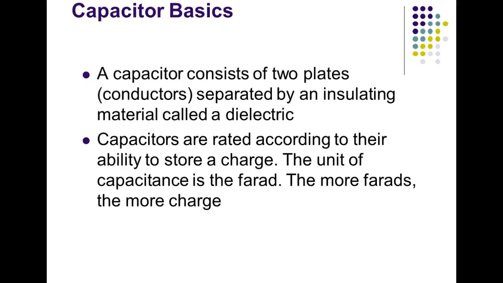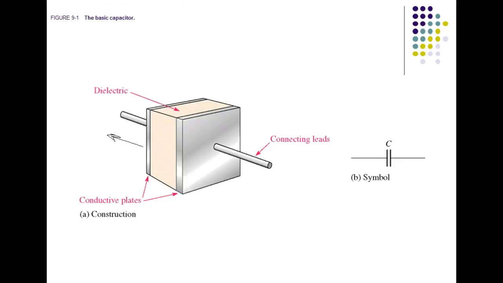Capacitors are rated according to their ability to store a charge. The unit of capacitance is what we call farads. The more farads, the more charge we can hold. Of course, the more it costs, right? Everybody understand that? Pretty straightforward. So this is the basic makeup of a capacitor. We have dielectric, which is a name for an insulator, right? And then we have two leads, and we connect to the two plates.